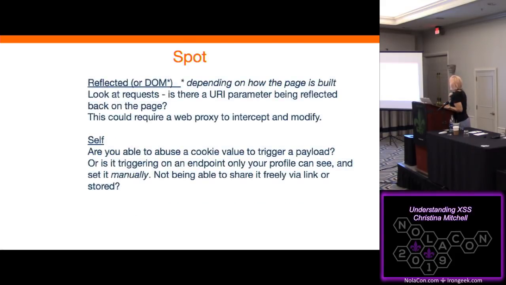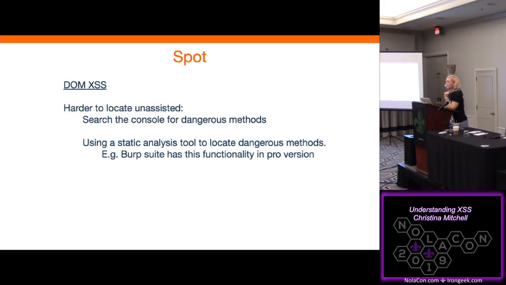With reflected or DOM, depending on how the page is built, you look at requests. Is there a URI parameter being reflected back onto the page? This could require a web proxy to intercept and modify. And with self, can you abuse something like a cookie value, which is, again, Jim's talk tomorrow is really going to be great. Can you inject some values manually? That's the only differentiation between this and some of these other ones. DOM XSS, again, is an advanced technique, so look with your automated tools to find it. Burp Suite has some functionality in its pro version.